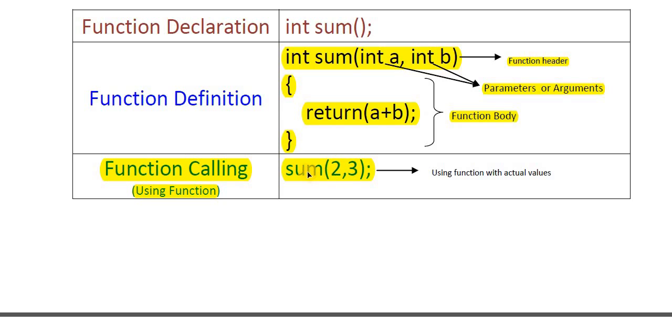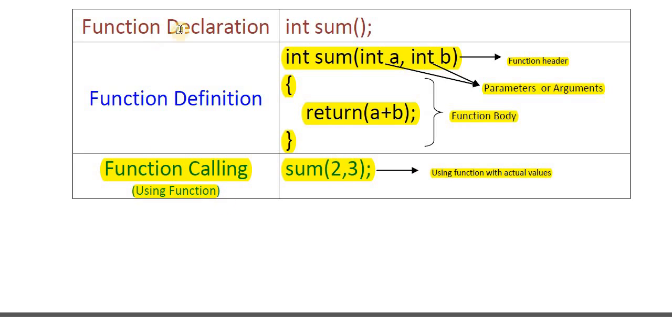In our example we are using this sum function by taking actual values 2, 3. It means the sum function will pass the values 2 comma 3 to the function definition. So the a value will be 2 and the b value will be 3. The first value is given to a and the second value is given to b. A plus b means 2 plus 3, so the result will be 5. So using a function is called function calling.